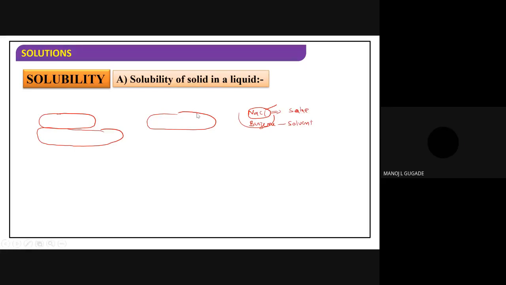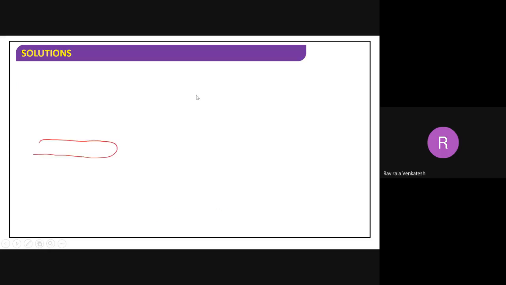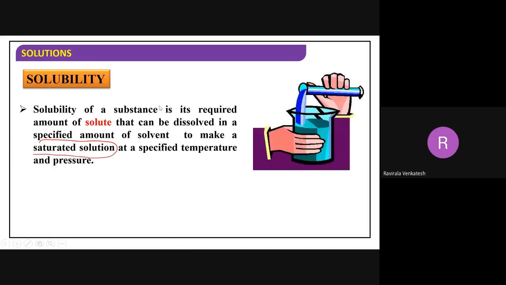Yes, sir. Right. Now again I will start here the solubility factors. Definition. Have you listened to the definition? Again I will explain this one. See, very simple. The definition.